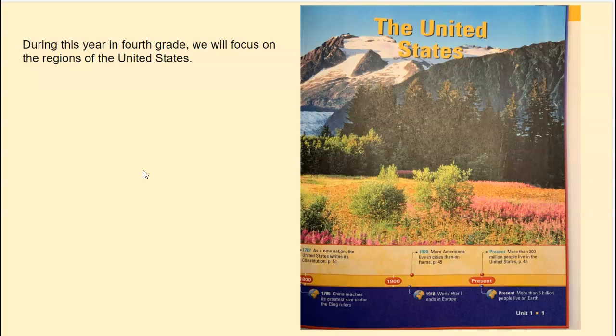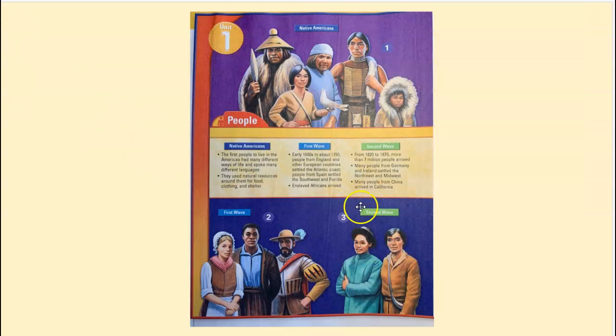Now above, present, it says more than 300 million people live in the United States. Can you believe that? That number is so large, and it's probably even more now. Below, around the world, in the present time, more than 6 billion people live on Earth. You know in math we are studying place value. So if you plug those in, 6 billion is greater than 300 million. Now we're going to continue on to page 2.